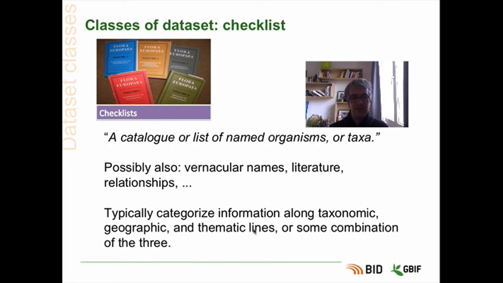It typically categorizes information along taxonomic, geographic, and thematic lines, or a combination of those. We can take an example. If we have a dataset that catalogs the red list mollusks of the Seychelles, it has distinct elements of taxonomy because we are describing mollusks, but also geography, it's on the Seychelles, and a theme. It's a species that's considered endangered by IUCN experts.